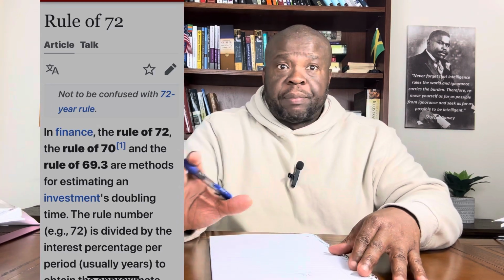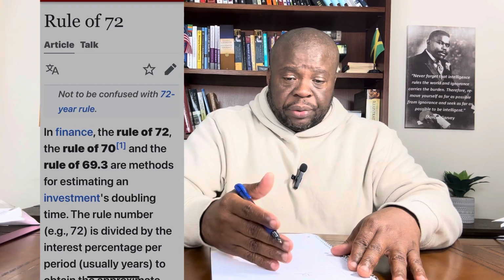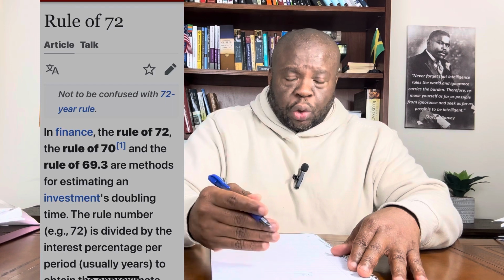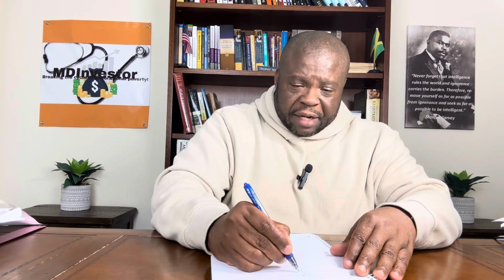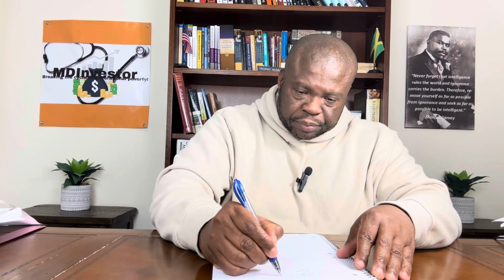The rule of 72 simply says that to find out how long it will take for your investment to double, you take 72 and divide it by the rate of return that you're getting. So if we're getting a rate of return of 8%, as in our example, it'd be 72 divided by 8. And that will give us the approximate number of years for our investment to double. So 72 divided by 8 would be 9.